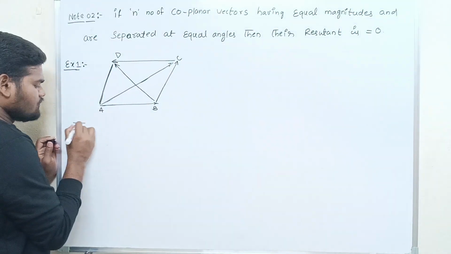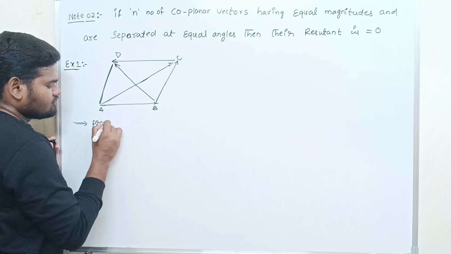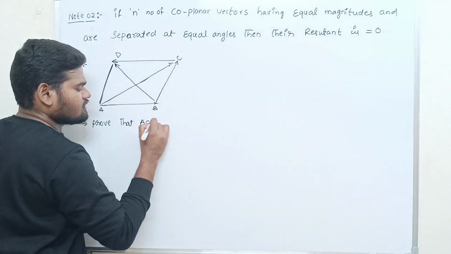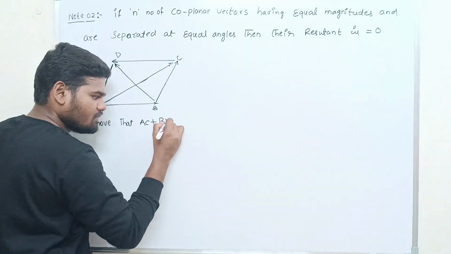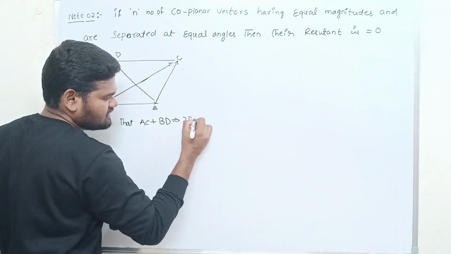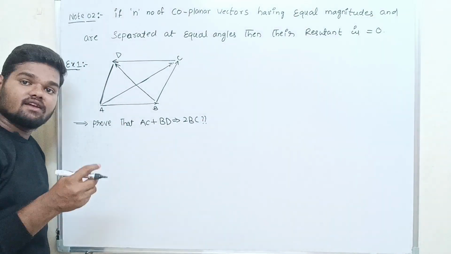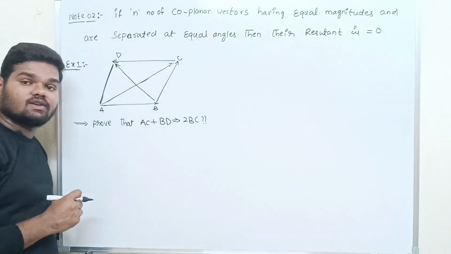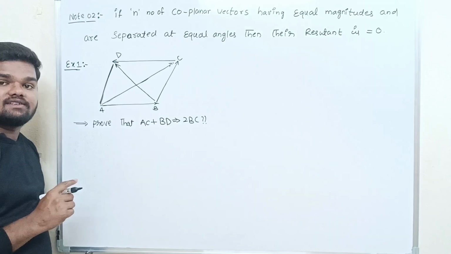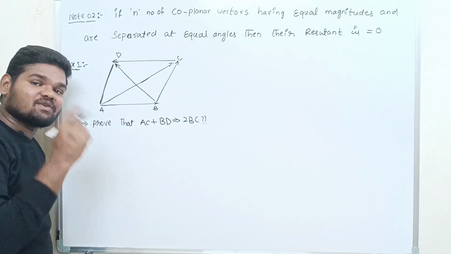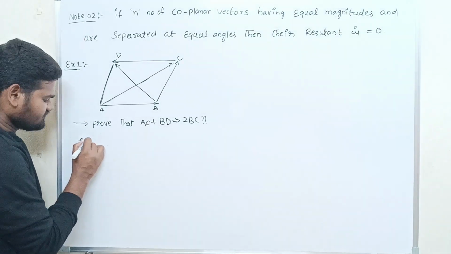So they are asking: prove that AC plus BD is equal to 2BC. We have to prove this. Okay, right. So pause the video and try the solution. 3, 2, 1, go.